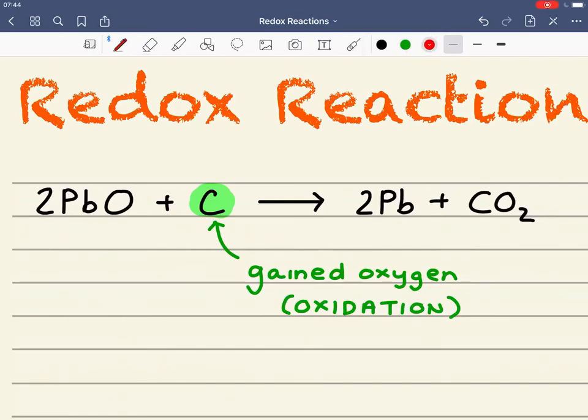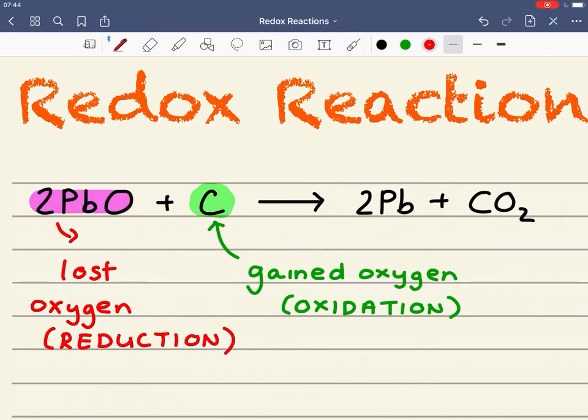Reduction, logically then, is going to be the opposite. Reduction can be thought of simplistically as the loss of oxygen. And we can see here that it's the lead oxide which has lost oxygen. And we can say that it's been reduced, or this is reduction. But there is another way of looking at redox reactions other than gaining or losing oxygen.